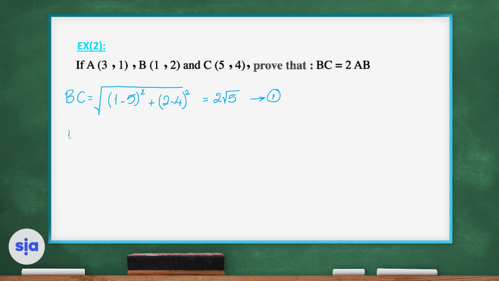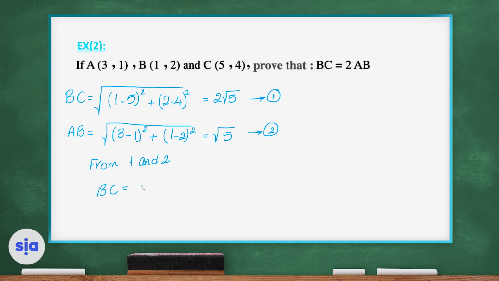How to find the distance between A and B? The same rule, the distance formula. The square root of (3 minus 1) all squared plus (1 minus 2) all squared, which is equal to the square root of 5. As you can see here from these 2 results, BC equals twice, or 2 times, AB.